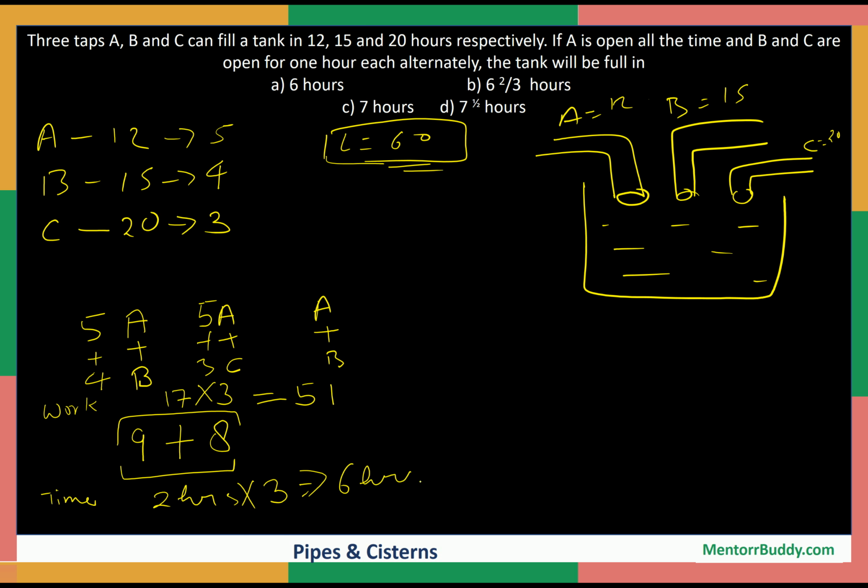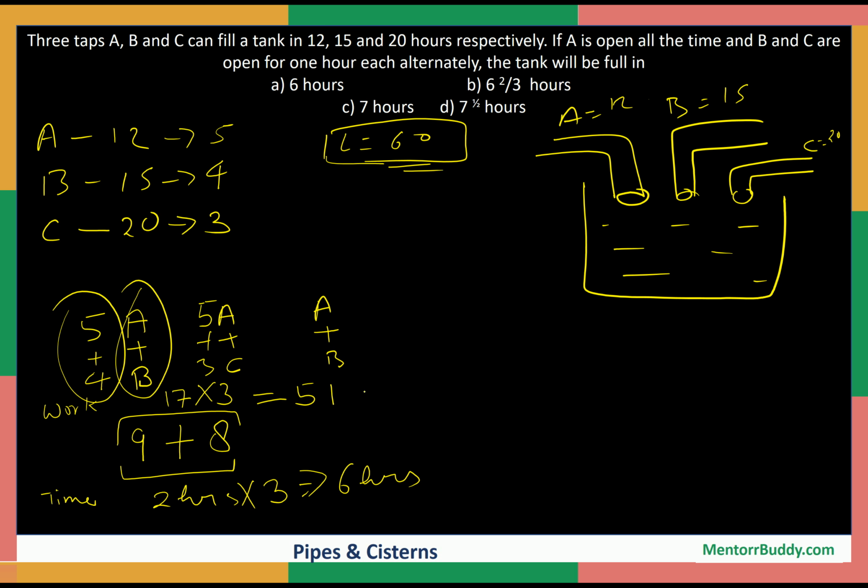So it shows us that 6 hours is needed to complete 51 work. Now the turn is of A and B together, right? Because this set is repeated 3 times, now the turn is of A and B again. So A and B together will do how much work? 9 work they will do.